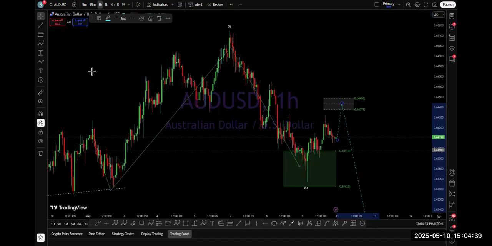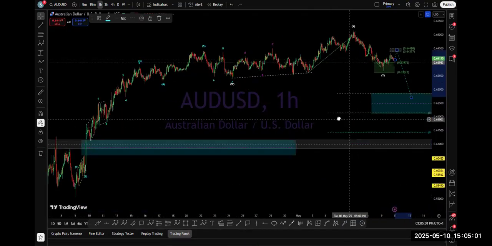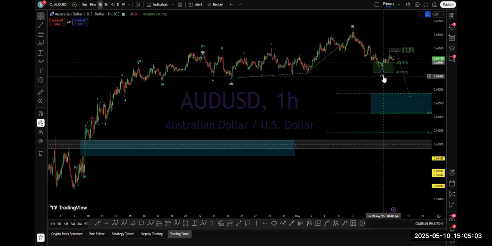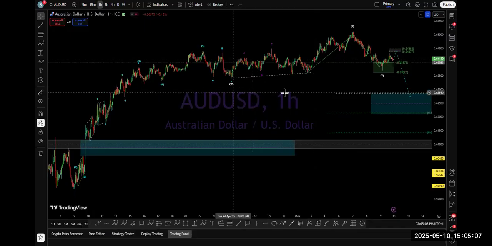Because this to me is just like three waves, A, B, C. It's three waves, and three waves is correction. Maybe we are getting another A, B, C, W, X, Y. Then it will sell again before it will buy. So I'm watching it on 1 hour time frame to know what is happening. Okay, so maybe this wave Y will drop once more.